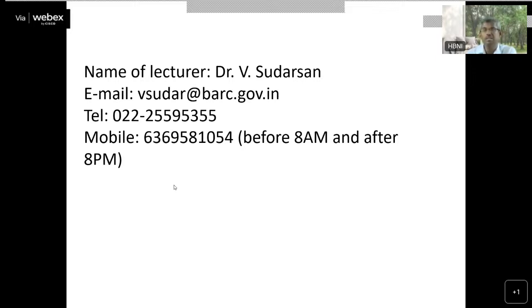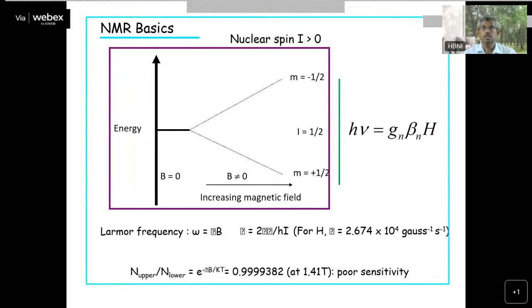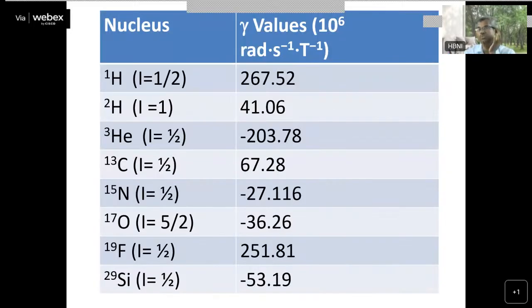Towards the end, we discussed the different NMR interactions, which you might have already studied.